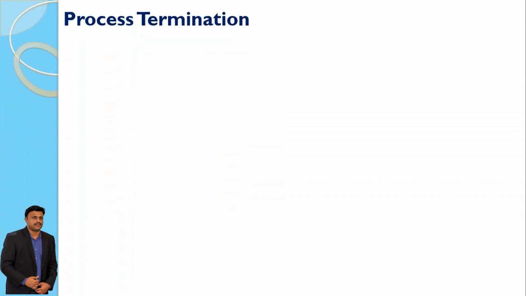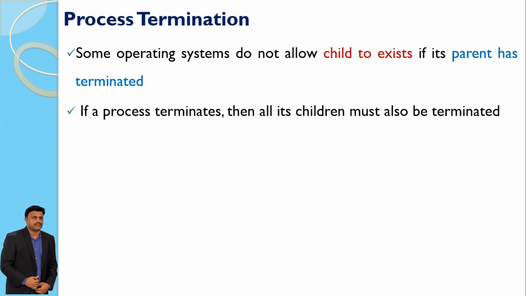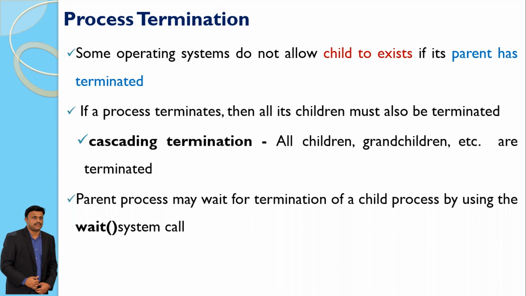When a process completes its execution, it terminates using the exit system call, returning status data to its parent. Resources are deallocated, and child processes can be terminated using abort if needed.